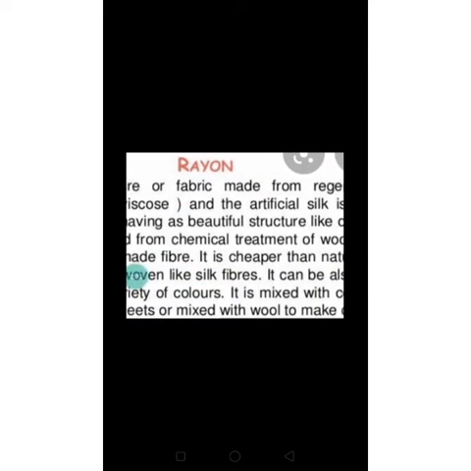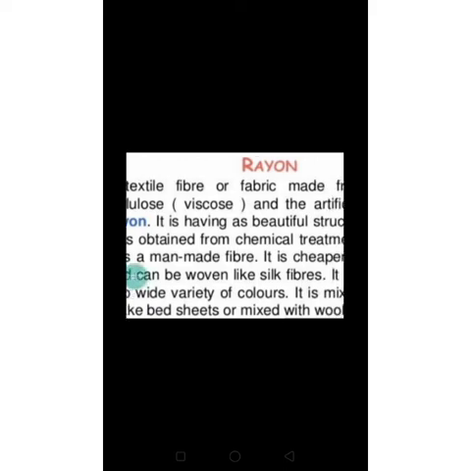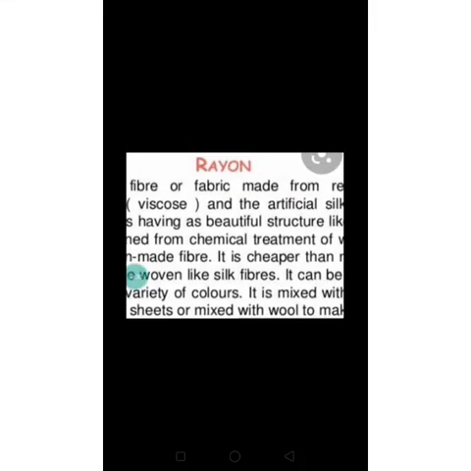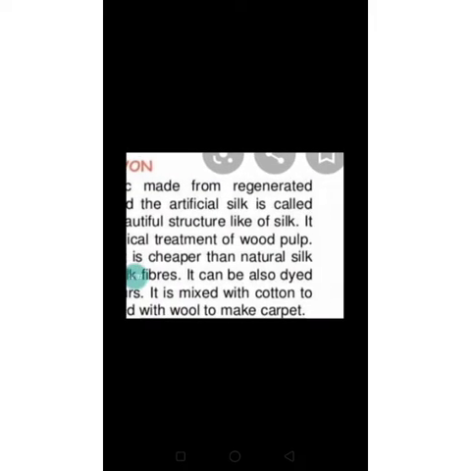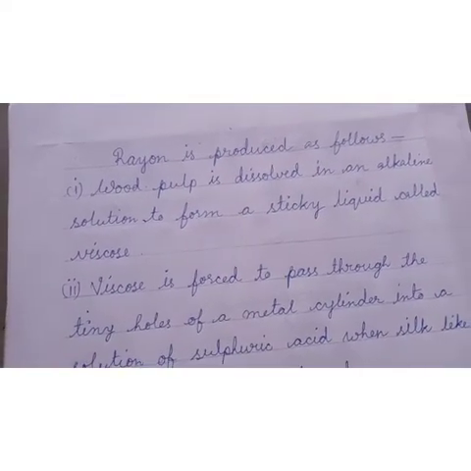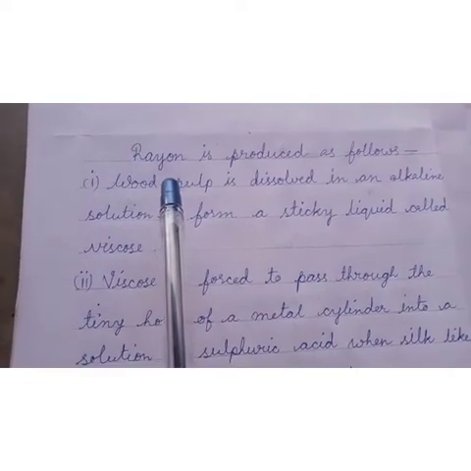It is cheaper than natural silk and can be woven like silk fibers. It can also be dyed into a wide variety of colors. It is mixed with cotton to make bed sheets or mixed with wool to make carpets. Now, how is rayon prepared from wood pulp? Let us know about it.